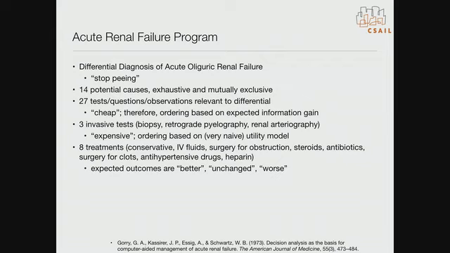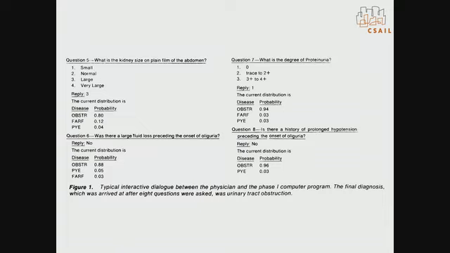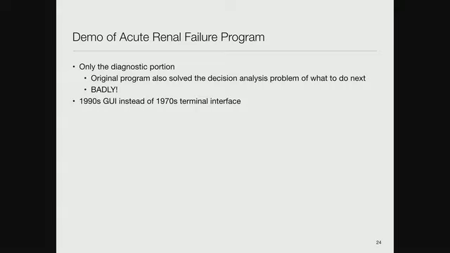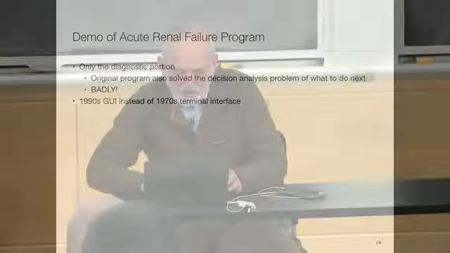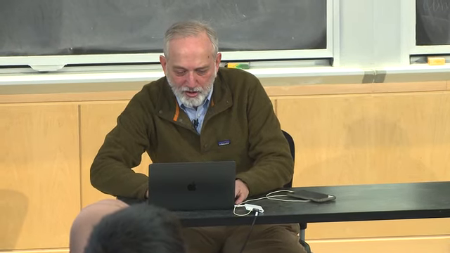Now, in the real problem, there were 3 invasive tests that are dangerous and expensive, and then 8 different treatments that could be applied. And I'm only going to tell you about the first part of this problem. This 1973 article shows you what the program looked like. It was, you know, a computer terminal where it gave you choices and you would type in an answer. And so that was the state of the art at the time. But what I'm going to do is, God willing, I'm going to demonstrate a reconstruction that I made of this program.